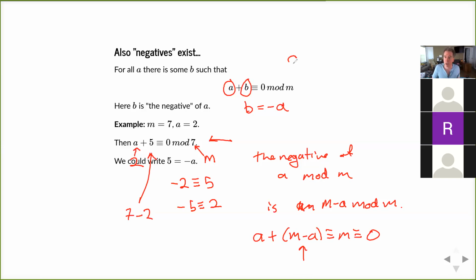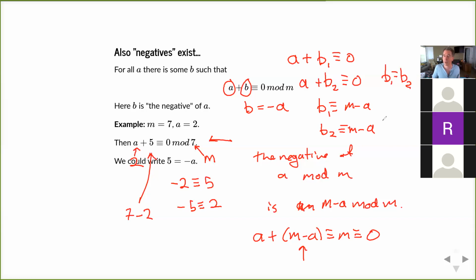If you suppose that there was another number, say that a plus b1 is congruent to 0, and also a plus b2 is congruent to 0. Well, then you can add m minus a to both sides, and then you get that b1 is congruent to m minus a, and also that b2 is congruent to m minus a. So that means that b1 was equal to b2. So inverses, negatives are unique. There's only one negative, which is this guy.